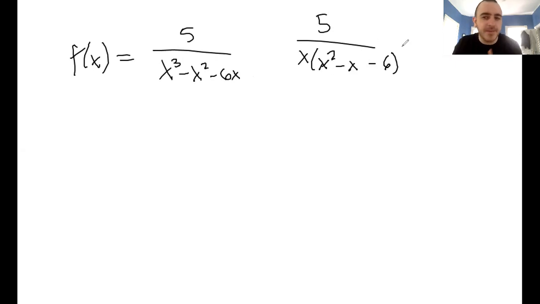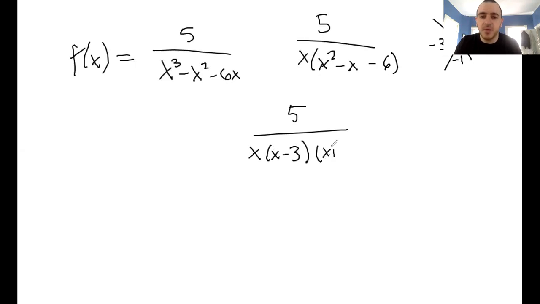So I'll bring out my trusty little x method. It always works. Put a negative 6 up here, negative 1 here. Bam, that's going to be negative 3 and positive 2, because those multiply together to be negative 6 and add up to be negative 1. So I know that the denominator for this one is actually x times x minus 3 times x plus 2.